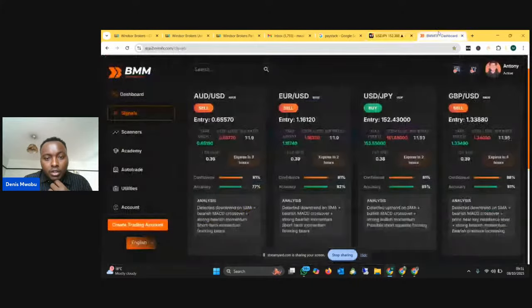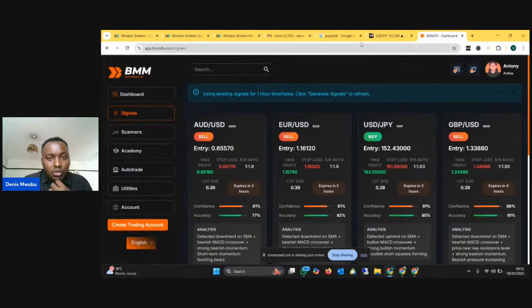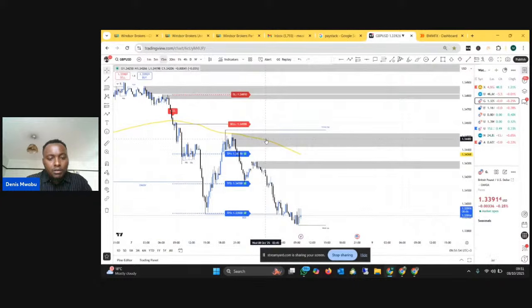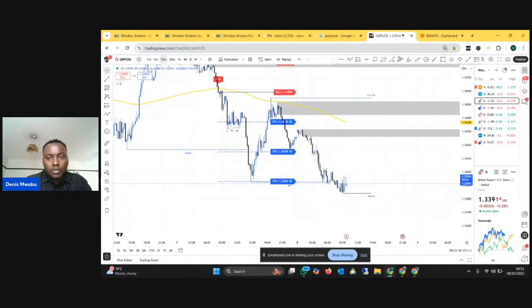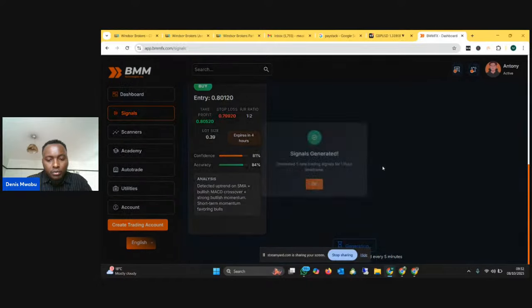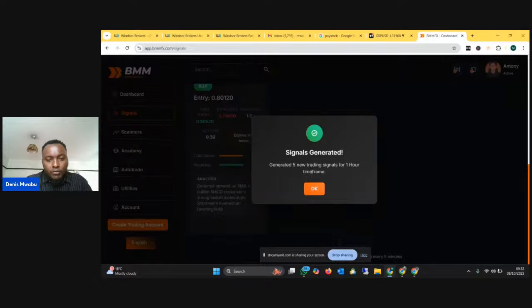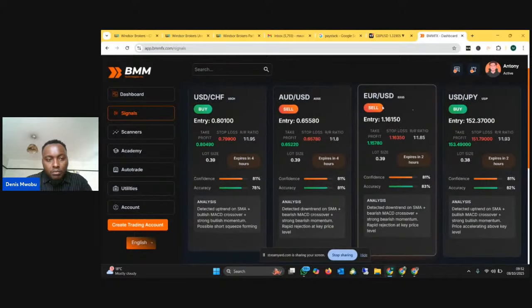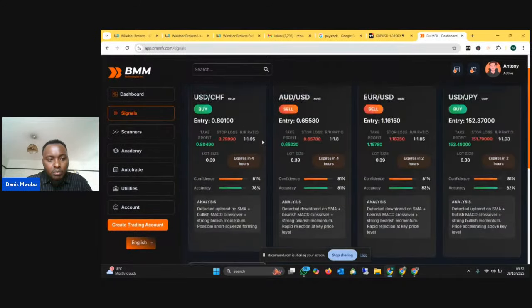All right, so let's see GBP USD sell. I think I did not do something. I was supposed to refresh here. Okay, generate new signal. That is what I was supposed to do. So 5 new trading signals for 1 hour have been generated. I think it's still the same. USD CHF buy.